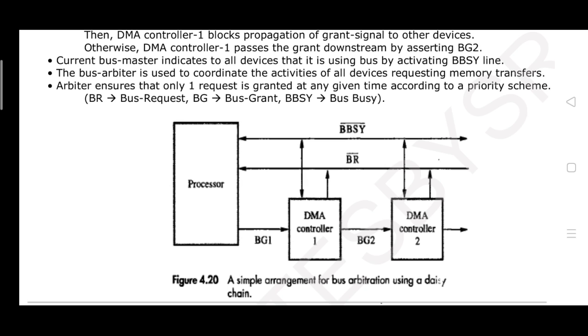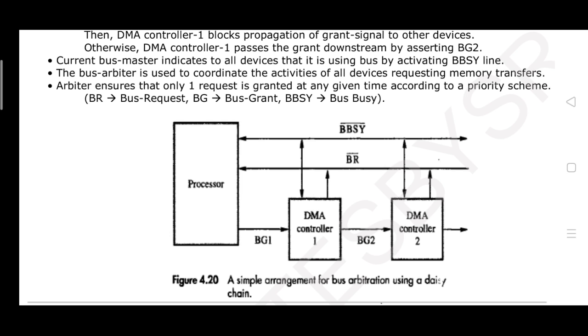One more additional control signal you can find on top, that is BBSY bar, which stands for bus busy. It is an additional indicator, because whenever a bus is being used by someone, the rest of the devices should know the bus is being utilized. You cannot request. Such information should be provided. For that purpose, an additional control signal is used in this controller circuit, that is bus busy, BBSY. Similar to interrupt acknowledgement, INTA, what we have here? BG, we have BG, that's it.